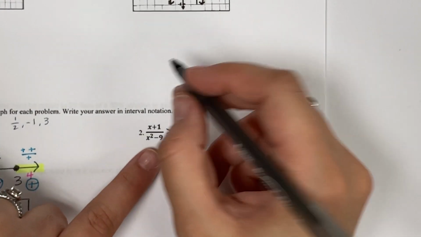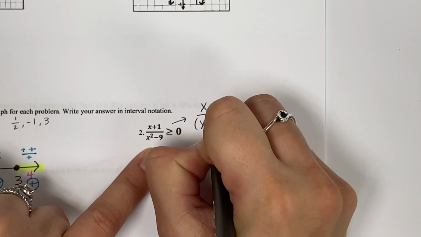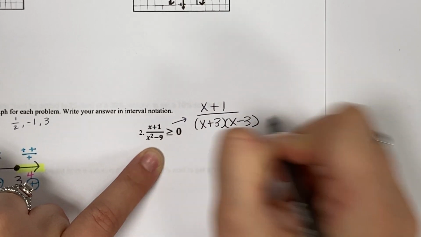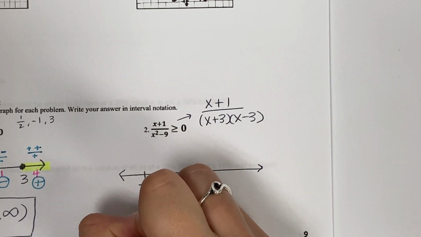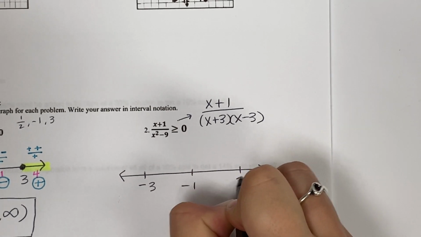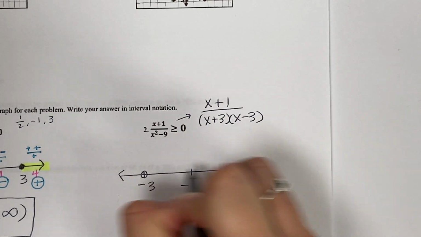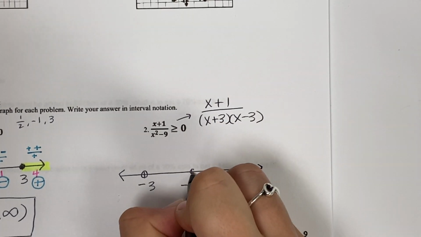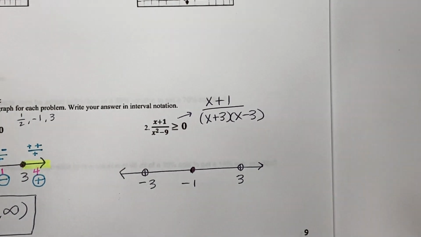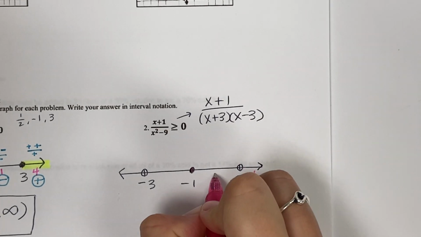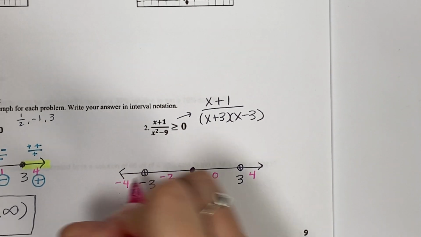On this one, we have to do one extra step. We need to factor that denominator. So we'll have x plus 1 over x plus 3, x minus 3. So when I go to my number line, I'm doing -3, -1, and +3. The two asymptotes are the 3's. That's where they get the open point. The -1 is the intercept, so it gets the closed point. Let's pick some numbers in between. So we'll do 4. Let's do 0. The only number to choose there is -2, and -4.